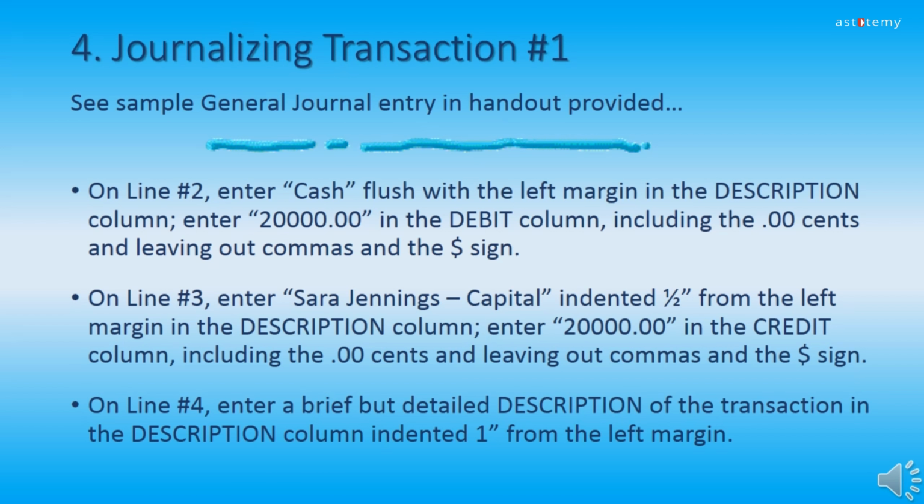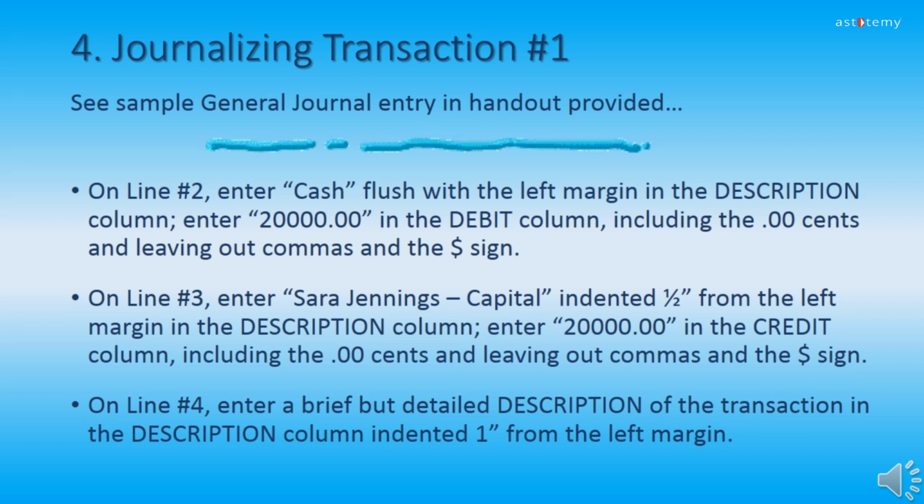And now we discuss step 4, journalizing transaction 1. Please refer to your sample form as we go through each of these items. On line 2, enter cash flush with the left margin in the description column. Enter $20,000 in the debit column, including the cents and leaving out the commas and the dollar sign. On line 3, enter Sarah Jennings Capital, indented 1/2 inch from the left margin in the description column.